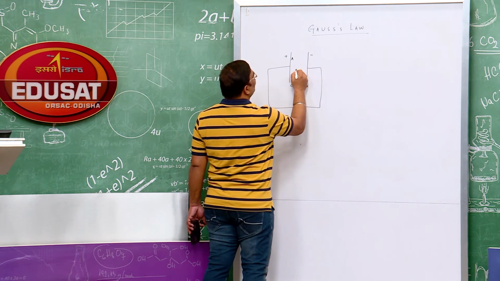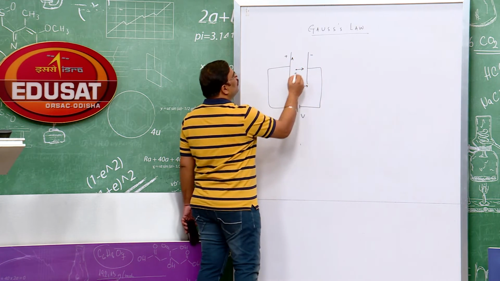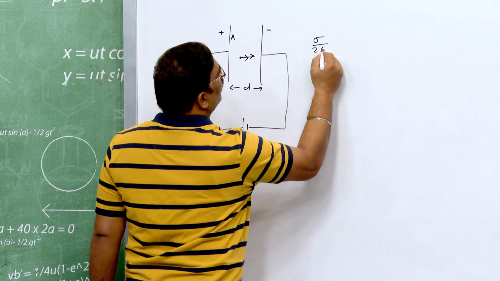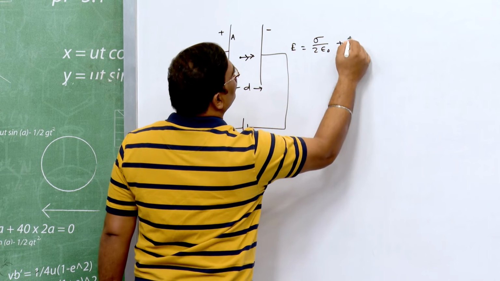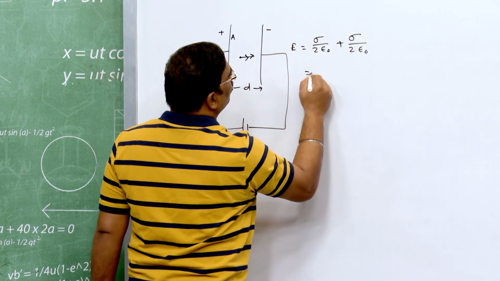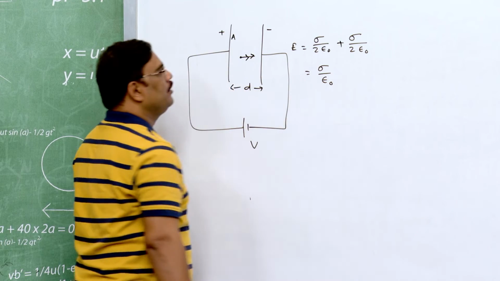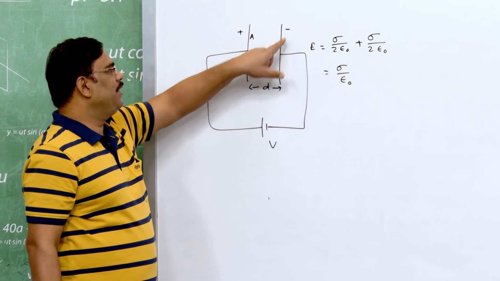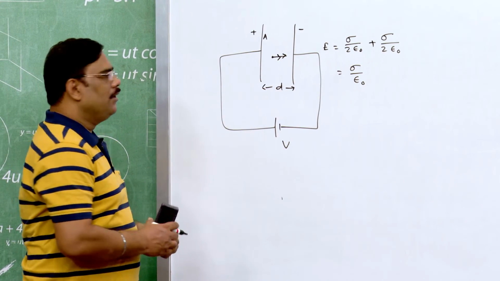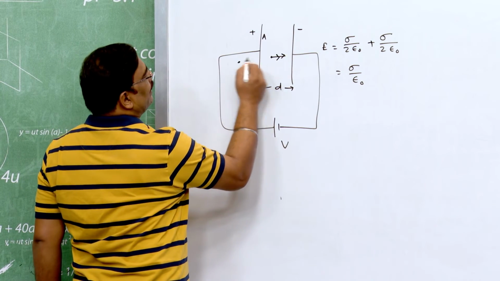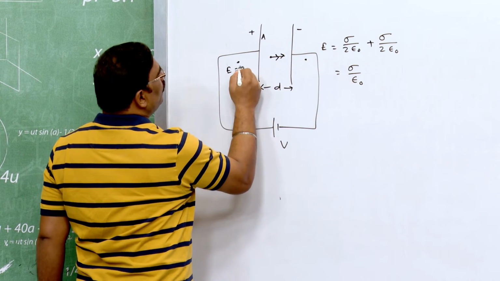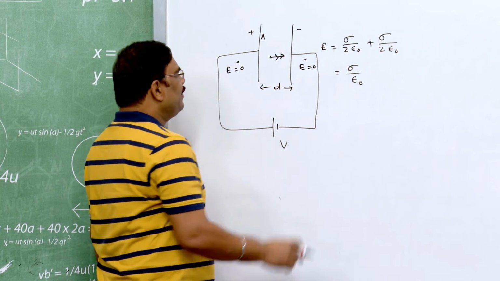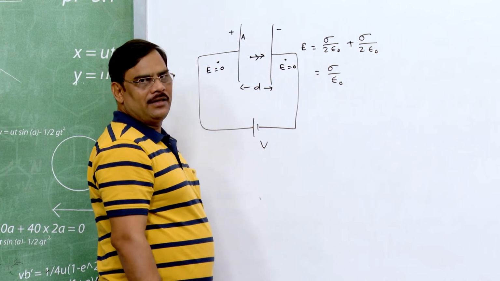The electric field between the plates, as I know, is sigma by 2 epsilon 0 plus sigma by 2 epsilon 0, equal to sigma by epsilon 0. Because for the positive plate, the electric field is away from the plate, and for the negative plate, the electric field is towards the plate. If I consider a point outside the plates, as I have already told you, the electric field will be 0, and on this side also the electric field will be 0. So, the electric field between the two plates is sigma by epsilon 0.